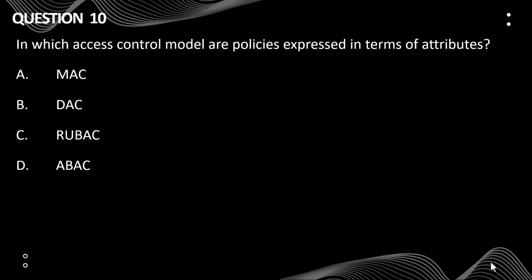RBAC, or rule-based access control, is controlled based on a set of rules that is defined by the system administrator. ABAC, or attributes-based access control, is determined based on attributes of the users, the resources, and the environment. So in this case, the correct answer will be option D.